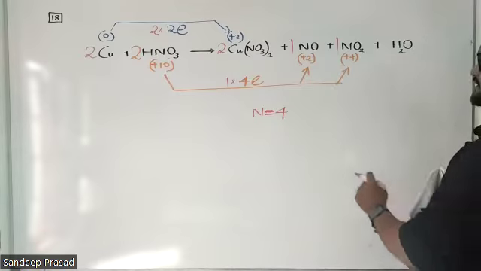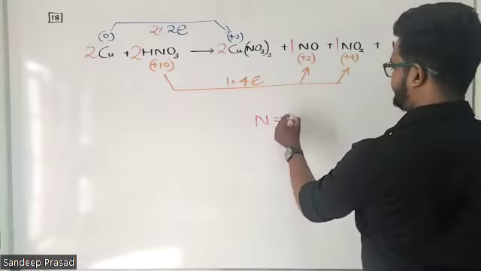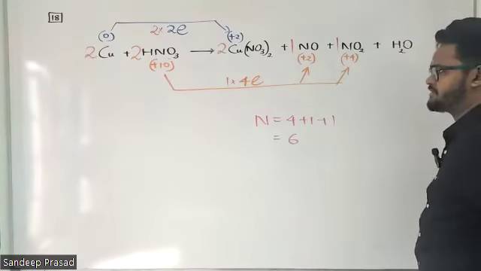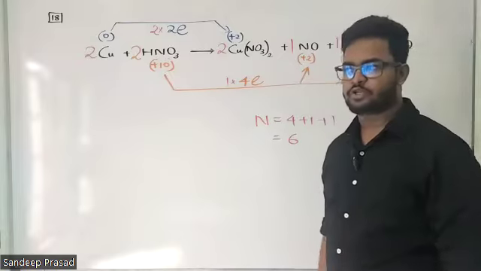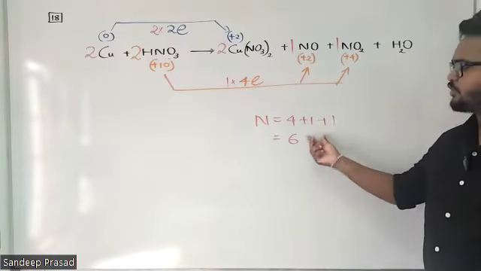Total number of nitrogen atoms on the right hand side: 2 into 2 is 4. Here another one, here another one. There are 6 nitrogen atoms. Okay, right. So tell me, students, why is the reaction not balancing? What is the reason? Why are the nitrogen atoms not balancing?